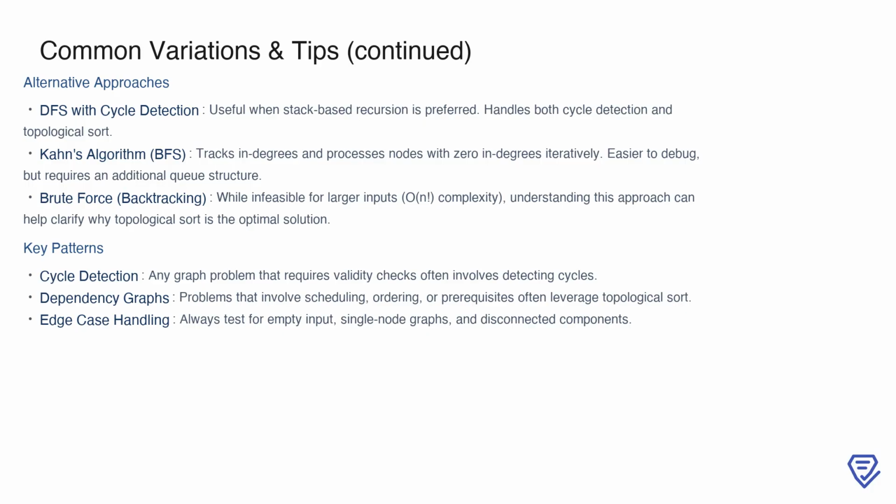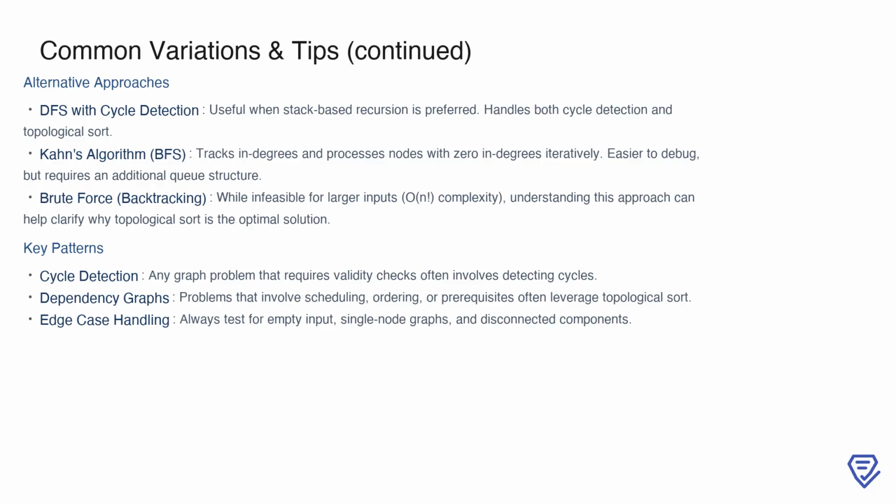While brute force or backtracking methods are theoretically possible, they are highly inefficient with O(n!) complexity, making them impractical for larger inputs. However, understanding why such methods are suboptimal helps highlight the efficiency of topological sorting.